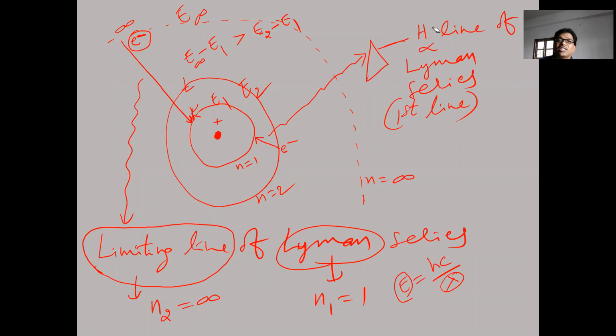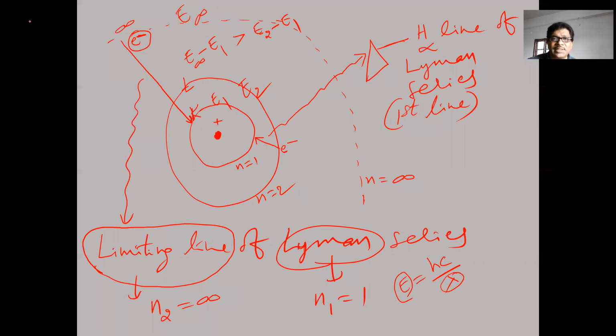Which line has the longest wavelength? The alpha line. The alpha line of any series will have the longest wavelength in that series, and the limiting line of any series will have the shortest wavelength of that series. Why does the limiting line have the shortest wavelength? Because the shortest wavelength indicates the energy gap is largest. The energy gap is largest, therefore the wavelength value will be shortest in the case of the limiting line.